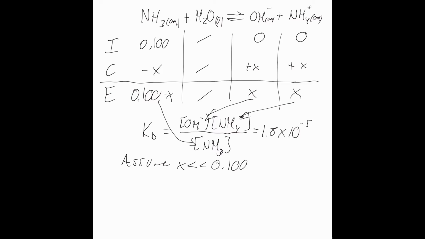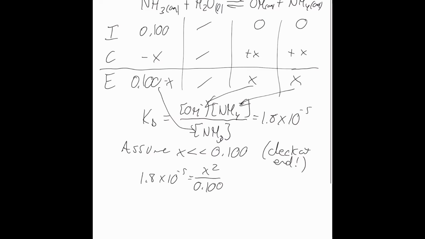Now we need to check this at the end, but it's going to make the math a little simpler. So we've got 1.8 times 10 to the minus 5 equals X squared over 0.1. Now we solve for X, and X in this case is just the square root of 0.1 times 1.8 times 10 to the minus 5. Take the square root, and we get something on the order of 1.3 times 10 to the minus 3 as our X from this value.